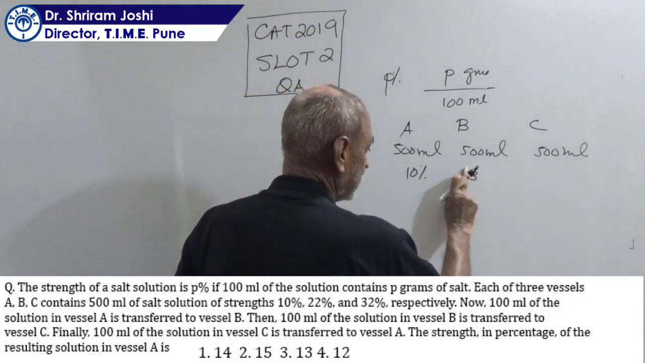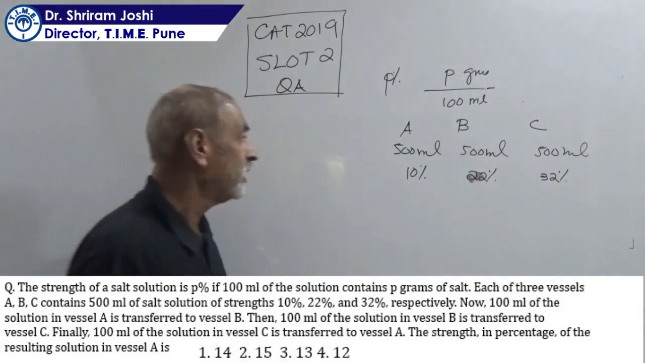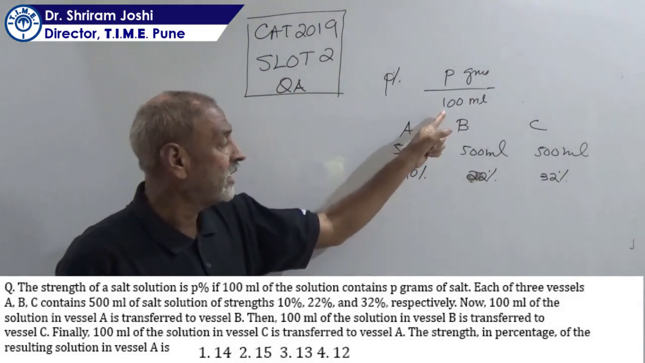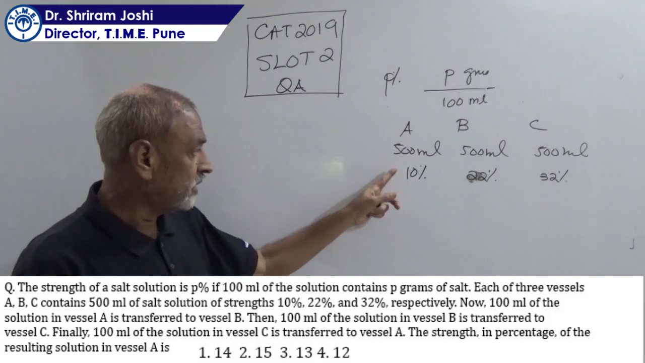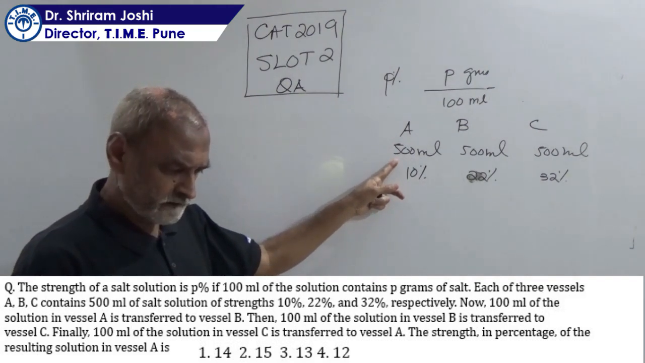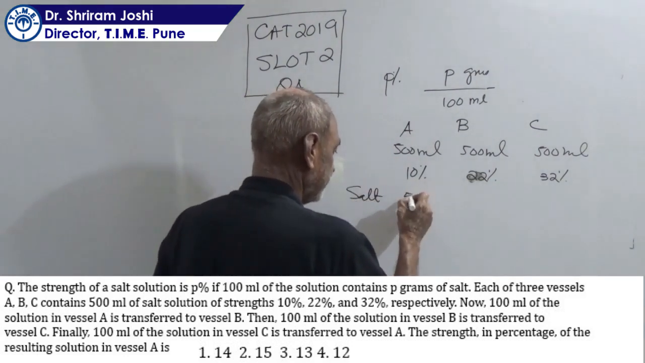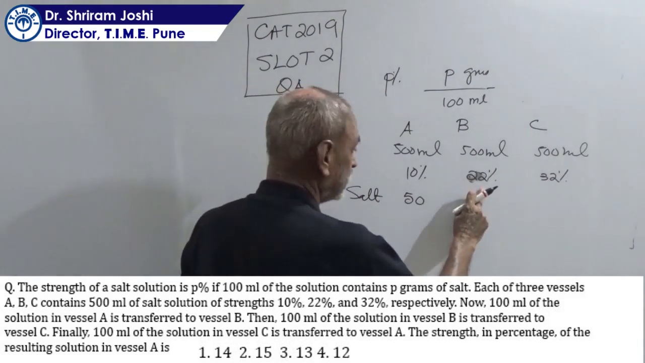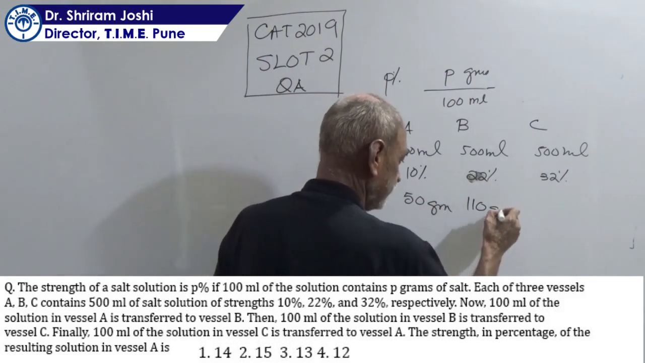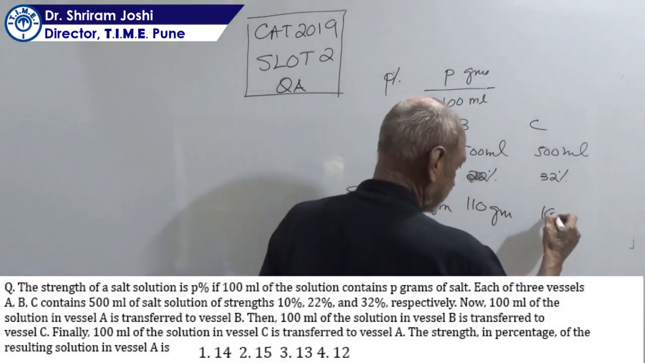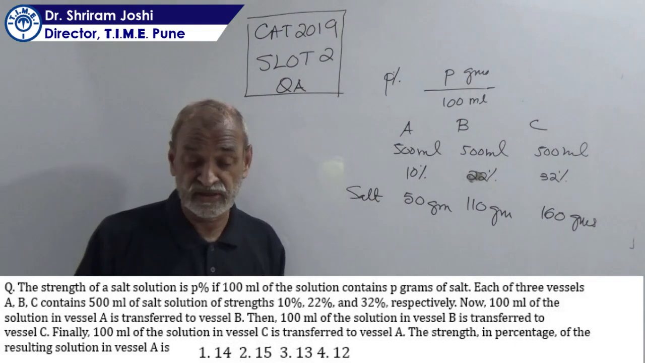10 grams per 100 ml, and therefore for 500 ml, it will be 50 grams. Salt will be 50 grams. For the second vessel, salt would be 5 times this, 110 grams. And 5 times this, 160 grams. This is the situation without doing anything yet.